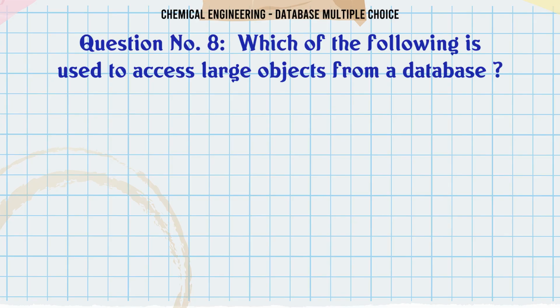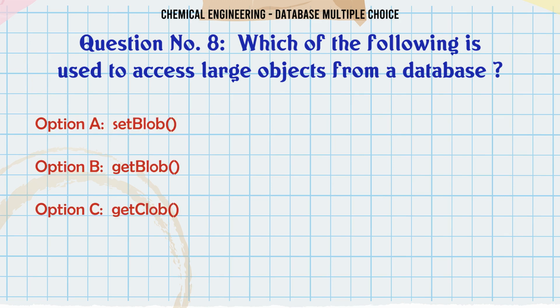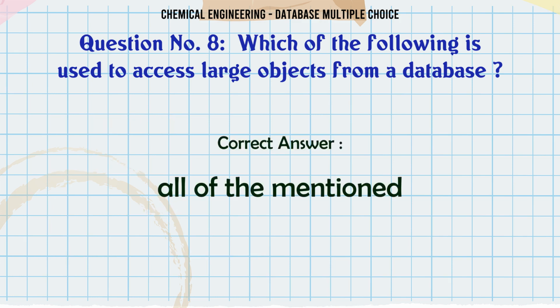Which of the following is used to access large objects from a database? A. Set blob. B. Get blob. C. Get glob. D. All of the mentioned. The correct answer is All of the mentioned.